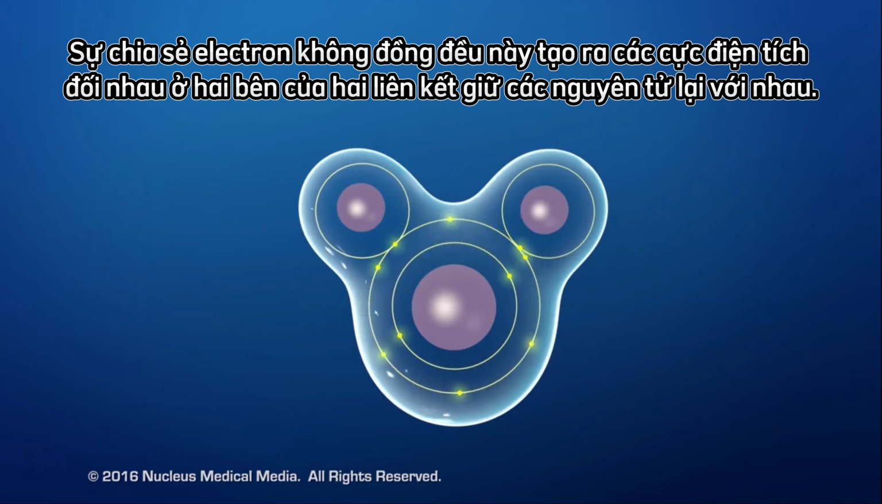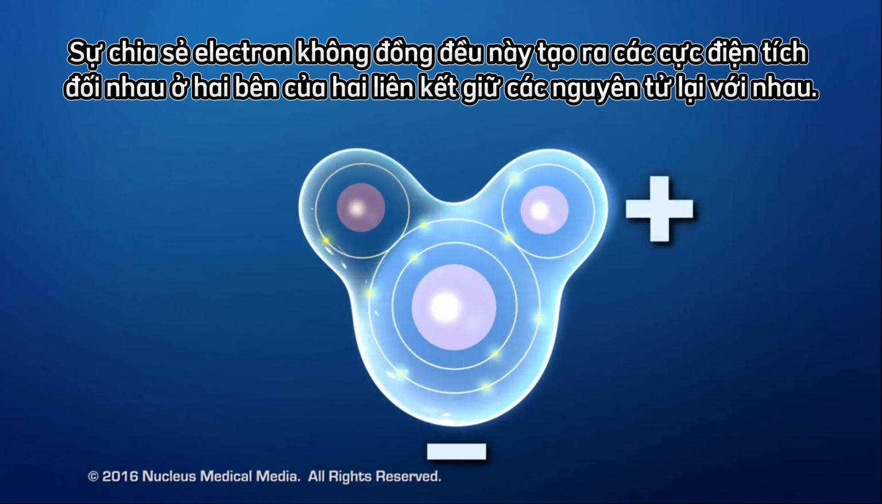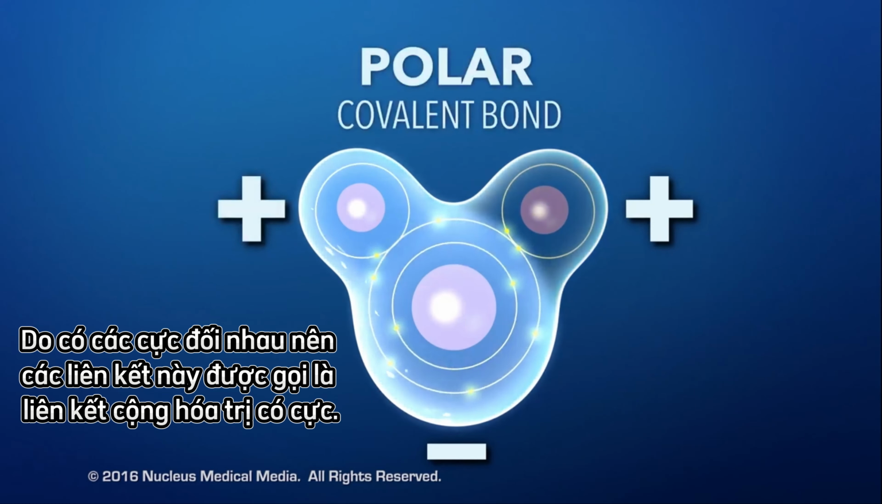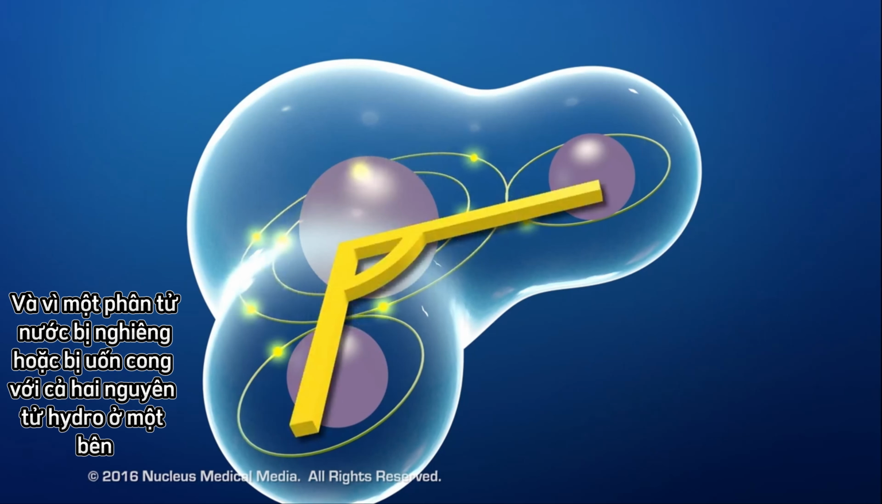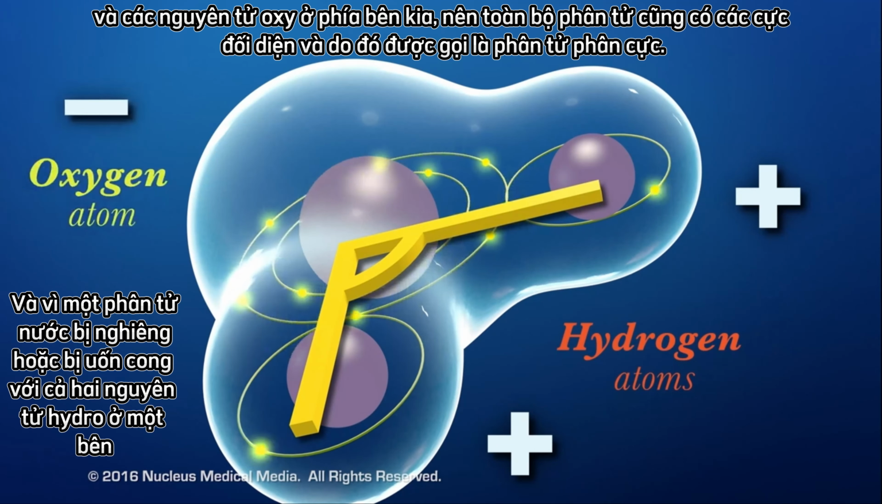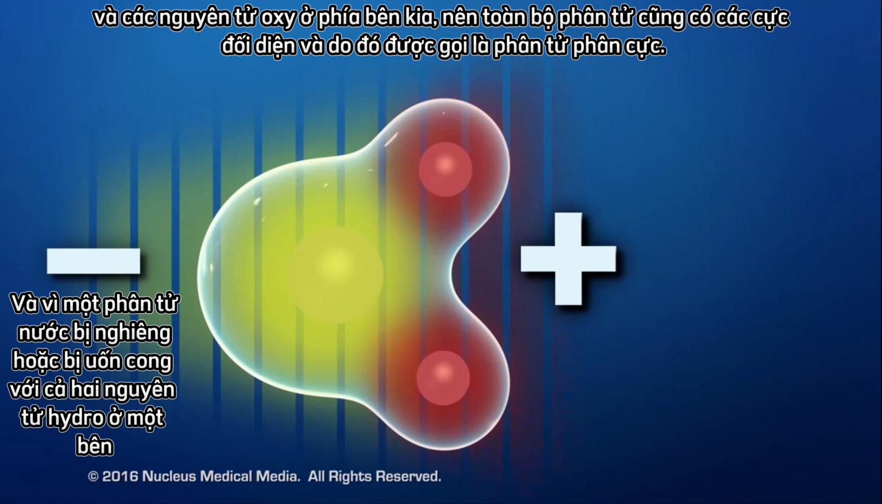This unequal sharing of electrons creates opposing poles of electrical charge on either side of the 2 bonds that hold the atoms together. Because of the opposite poles, these bonds are called polar covalent bonds. And since a water molecule is angled or bent with both of the hydrogen atoms on one side and the oxygen atom on the other side, the molecule as a whole also has opposite poles and therefore is referred to as a polar molecule.